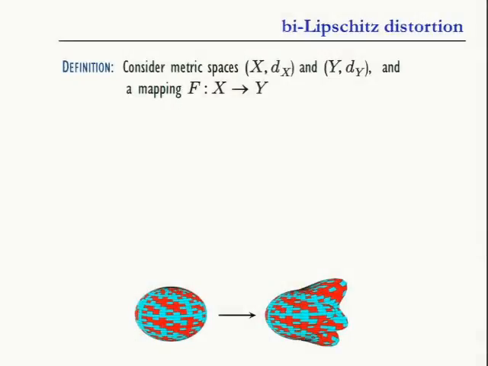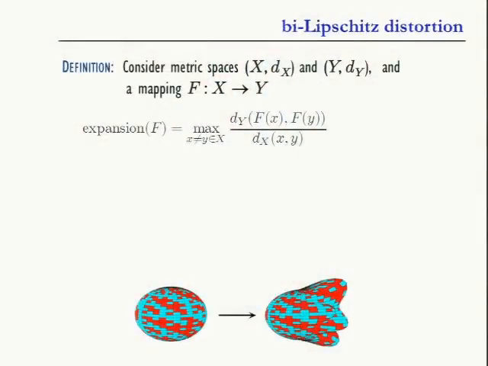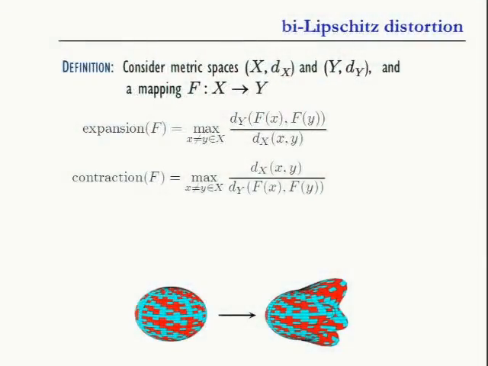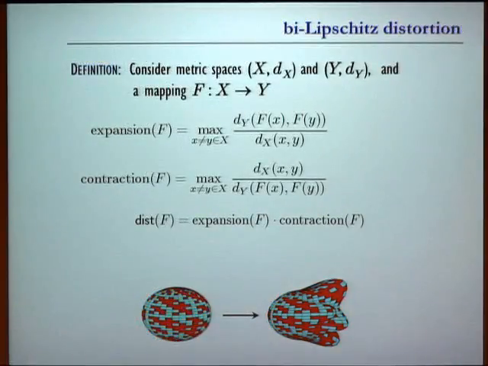So this leads to the notion of bi-Lipschitz distortion between two metric spaces. So if we have a map between two metric spaces X and Y, the Lipschitz constant, or I wrote here the expansion of the map, is the maximum by which distances are expanded. The contraction is the maximum amount by which distances are contracted under this map. And then the distortion of the map is the product of these two things, the product of the expansion and contraction. This is a scale invariant way to measure how much this map changes distances.